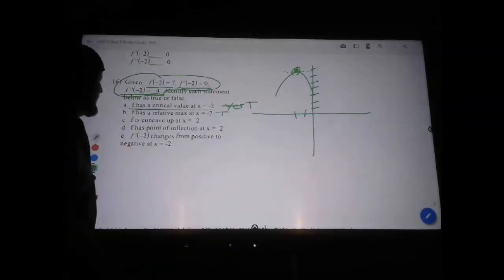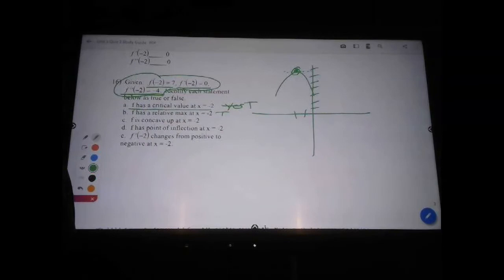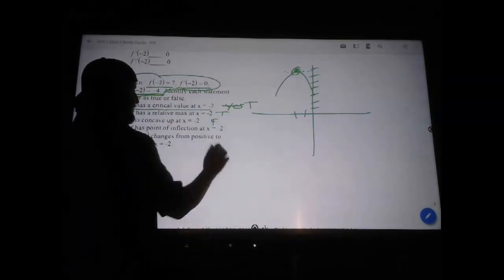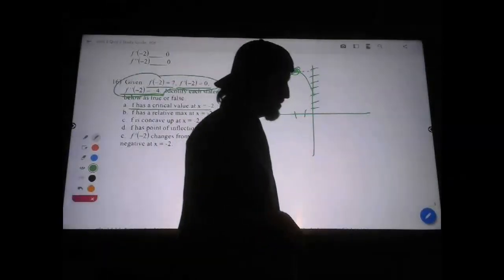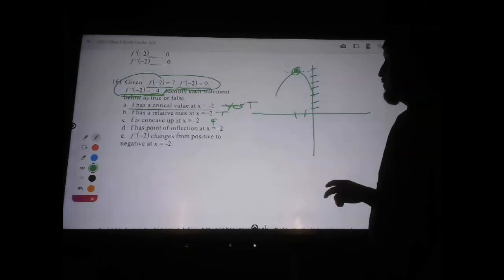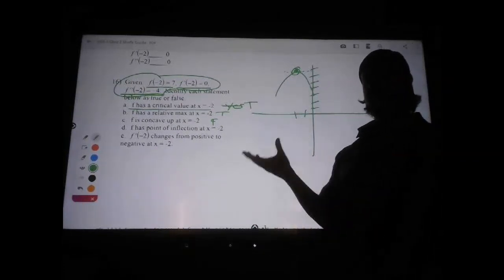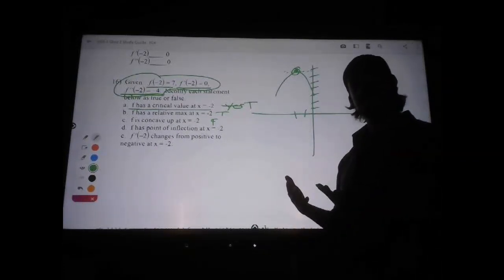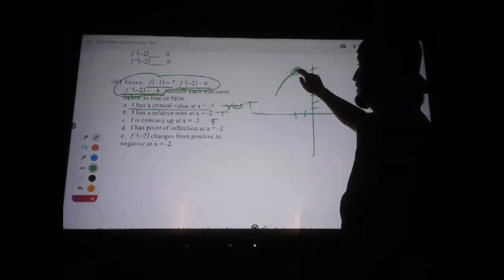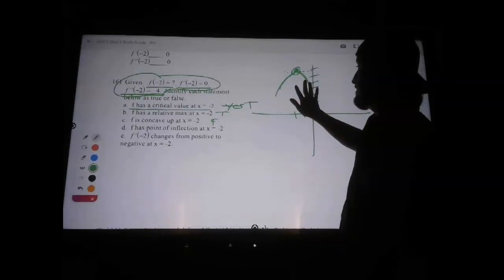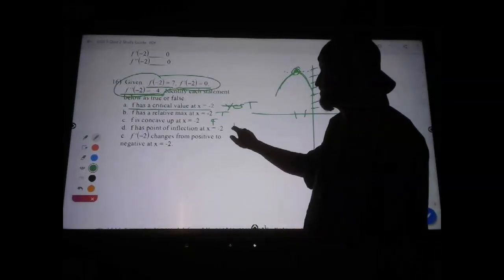C, f is concave up at -2. That's false. It's concave down. D, f has a point of inflection at -2. That's false. Be careful there. People get critical values and points of inflection mixed up. A point of inflection is where the concavity goes from concave up to concave down or vice versa. In this case, we're not changing concavity. It's concave down on the left, it's concave down on the right. So the concavity did not change. So the answer to that one is no.